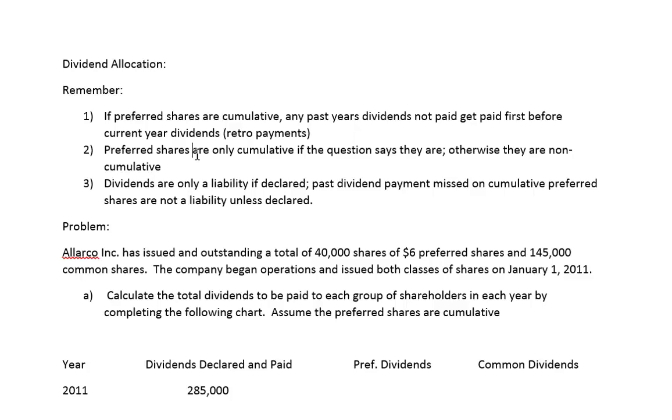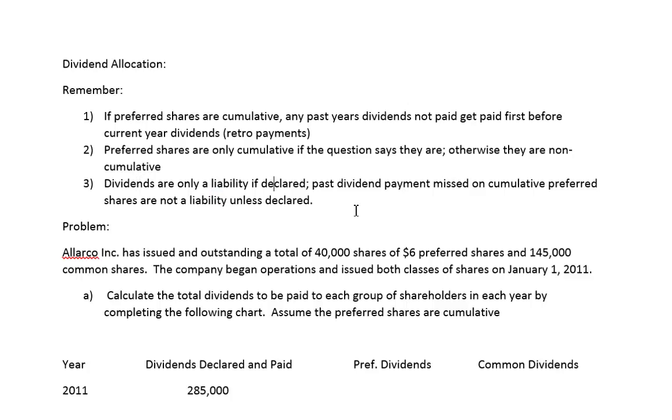Preferred shares are only cumulative if the question says they are. So that feature has to be stated. Only if it says they're cumulative are they in fact cumulative. Otherwise, they're non-cumulative.